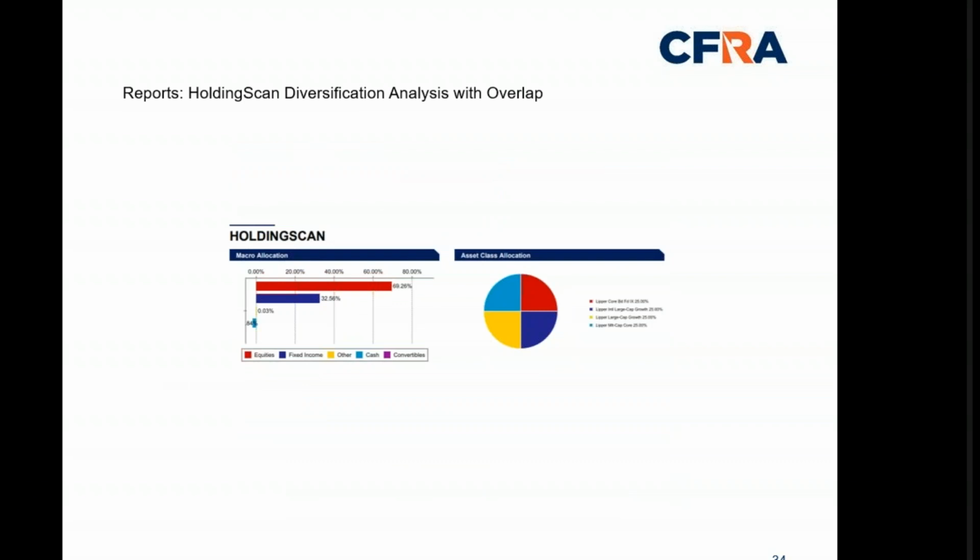Within our holding scan, that's the bird's eye view report, you'll see a macro allocation at the top of page 1 with an asset allocation next to it. That asset allocation is tied to the benchmarks itself. The macro allocation shows you underlying funds within any equities or mutual funds, ETFs, or other breakdowns.